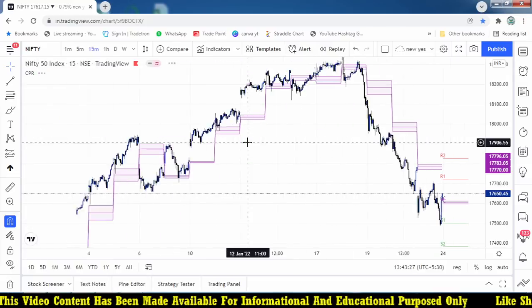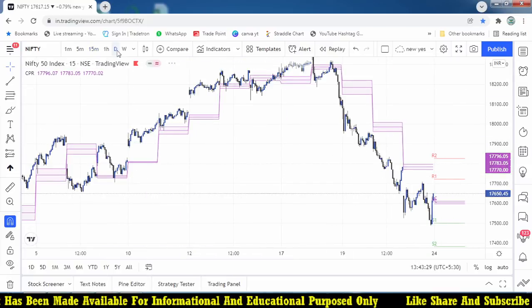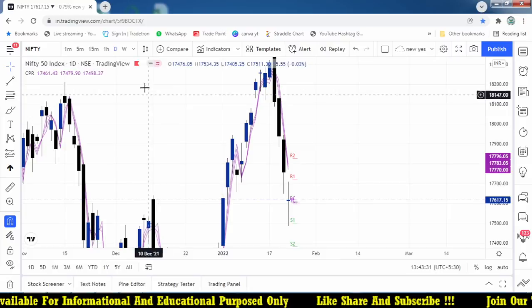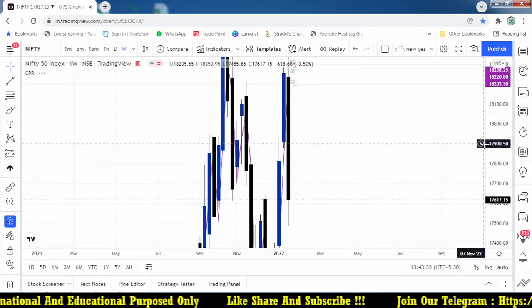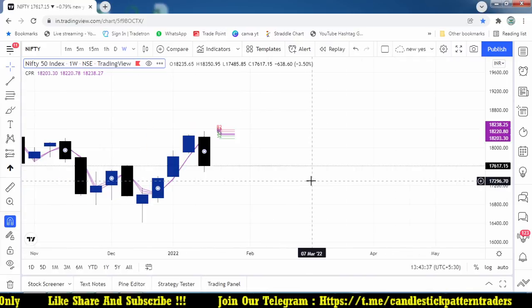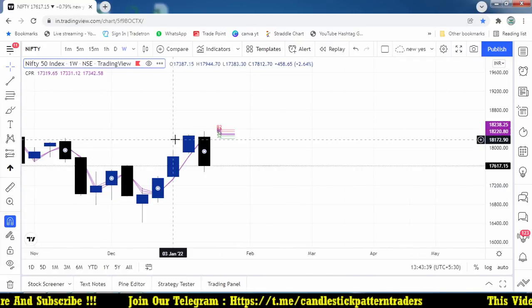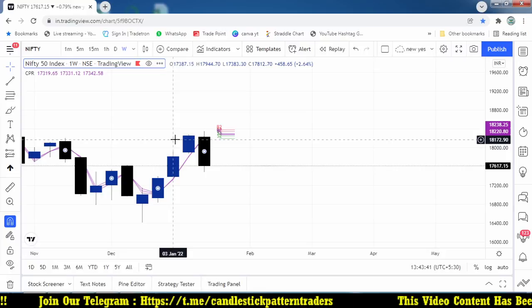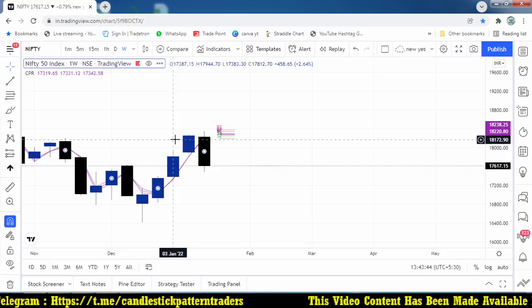Let's see that, and also we can use it for a daily time frame and a weekly time frame. Can you see how it is working, daily, weekly, monthly? So we need to use the daily CPR, weekly CPR, monthly CPR, so that I am going to create on my charting scanner that will help you to find out.